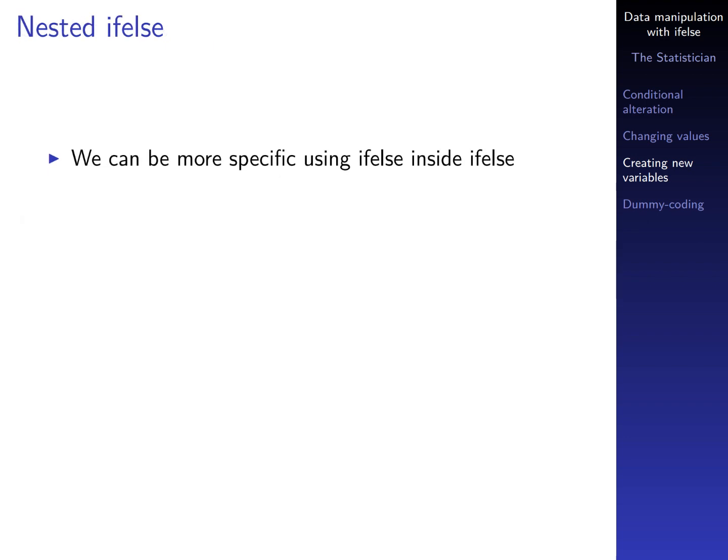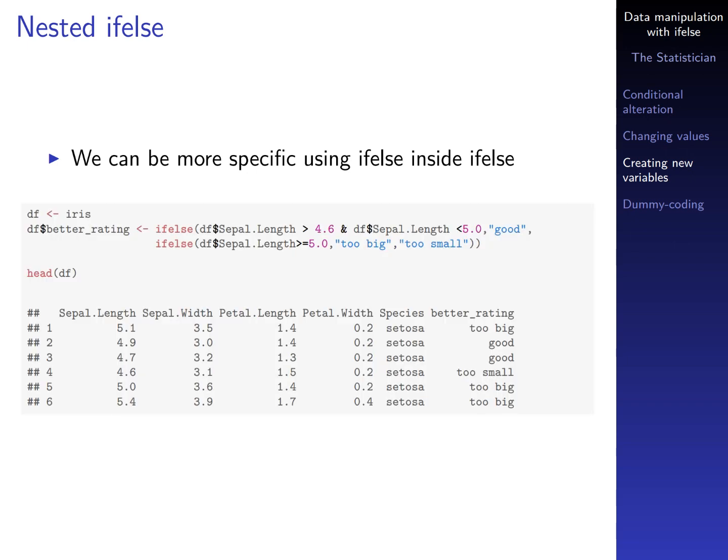Now we can also do more. If we use ifelse inside ifelse, here I show you how to separate the bad into too big and too small. So if the value is more than 5.0, it's too big, and otherwise it's too small. That is, it's 4.6 or less.